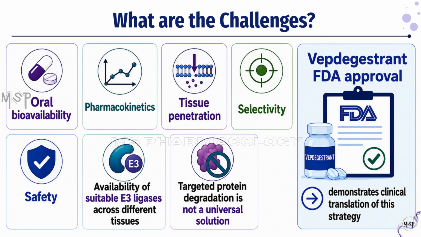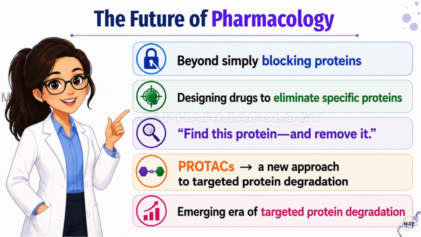So targeted protein degradation is not a universal solution, but FDA approval of Vepdegestrant shows that this strategy can translate into clinical medicine. The future of pharmacology may therefore not only be about finding drugs that block proteins, it may increasingly involve designing drugs that tell the cell, find this protein and remove it. That is the promise of PROTACs and the emerging era of targeted protein degradation.